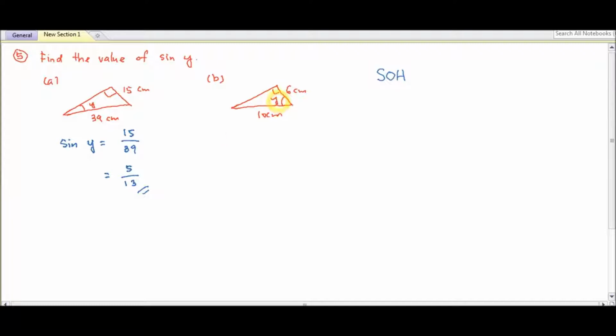How about this one? Same thing, sine, SOH. The problem is we don't have the length of the opposite side. We just let it be x centimeters. Find the value of x. According to the Pythagorean theorem, x is equal to the square root of 10 squared minus 6 squared. Press the calculator and you will get 64, so the square root here will be 8. So x is equal to 8 centimeters.